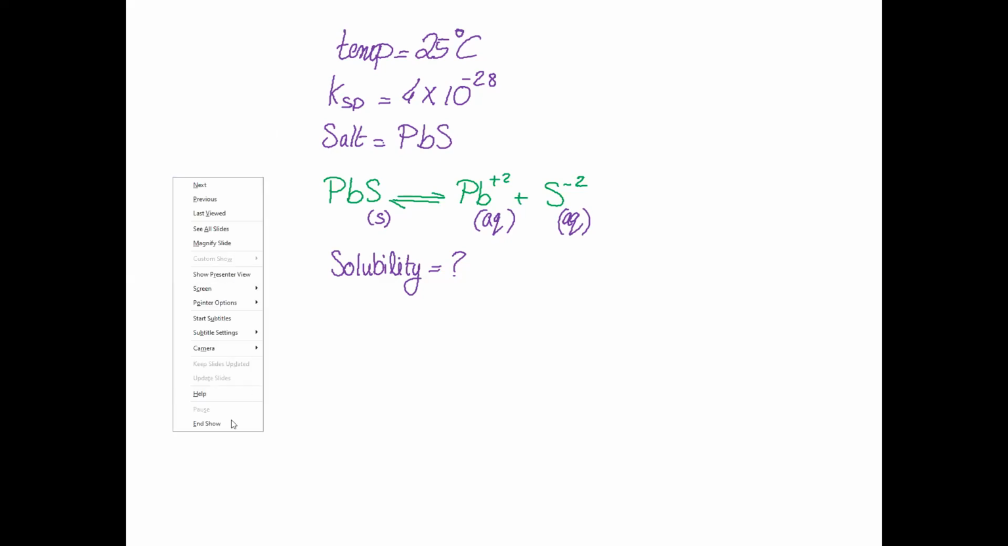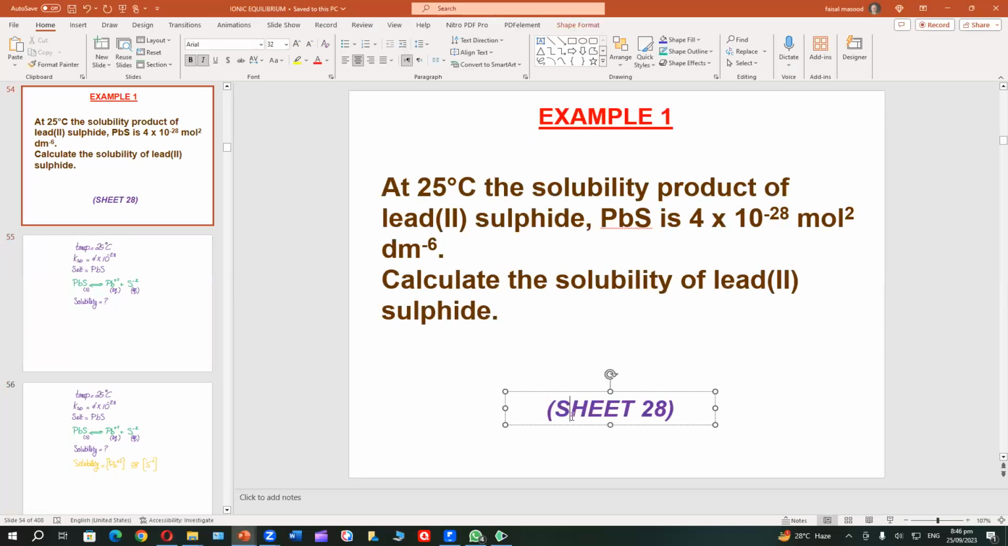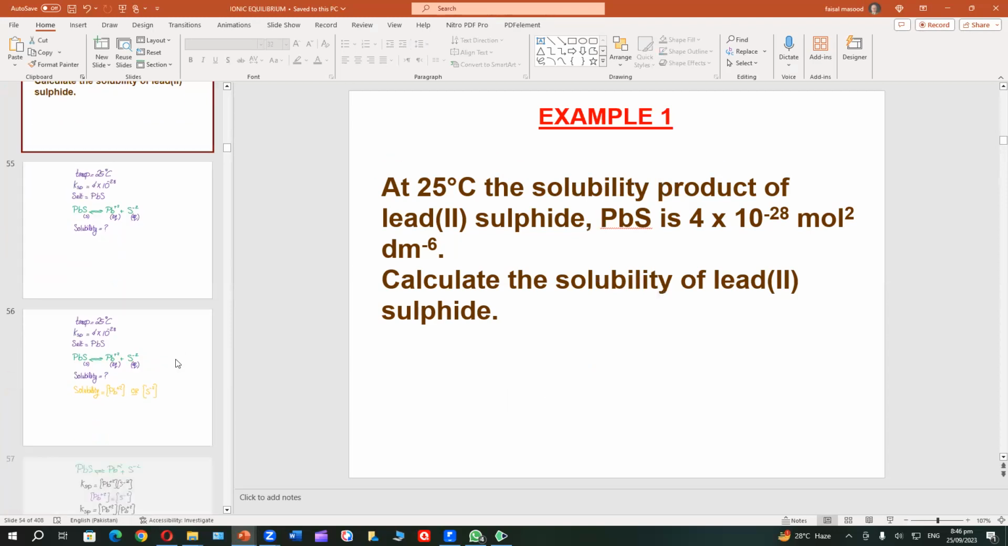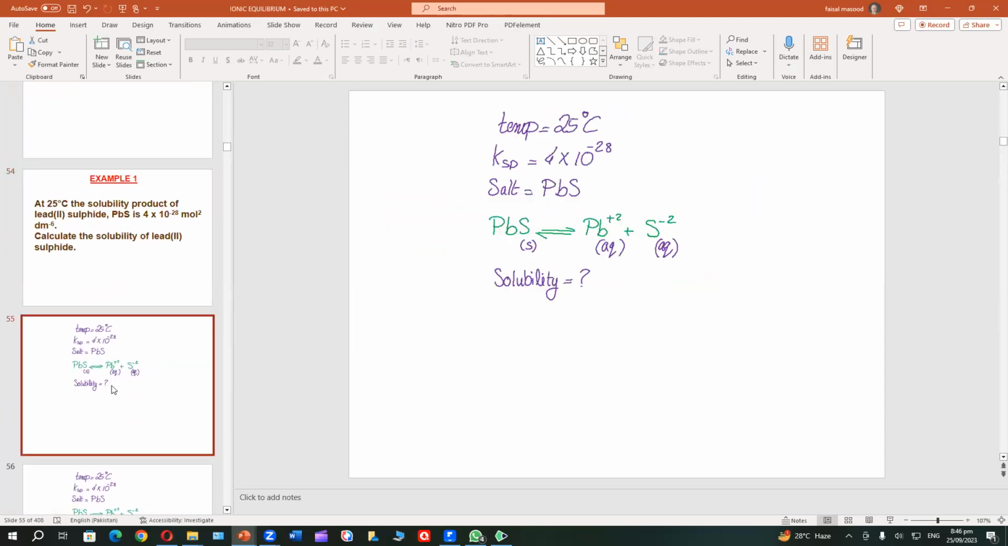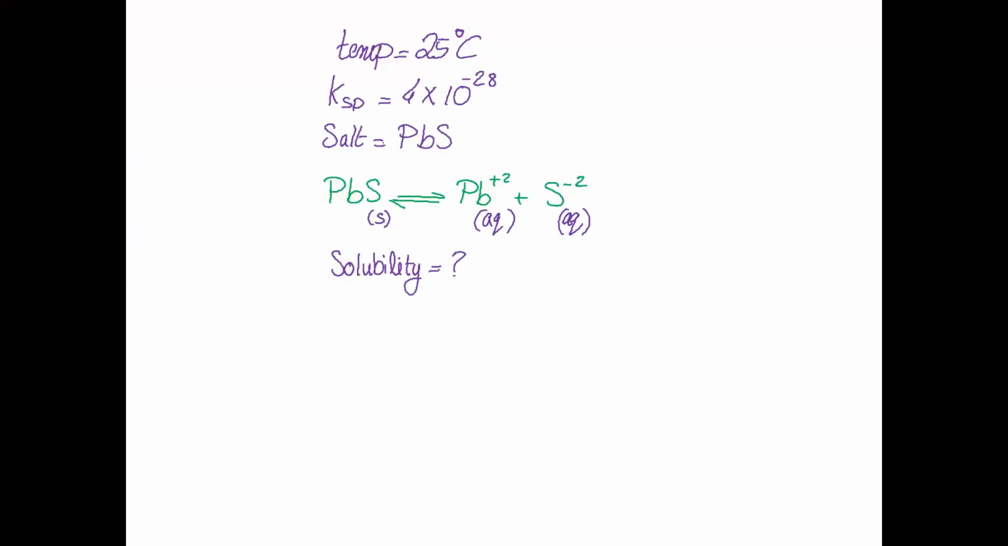So please copy the data. Please copy the data and then try to solve this equation for concentration. They are in 1:1 ratio.